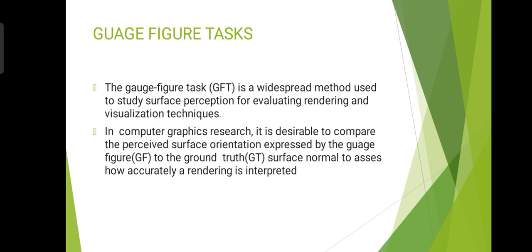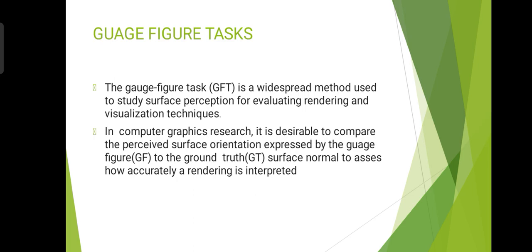In computer graphics research, it is desirable to compare the perceived surface orientation expressed by the gauge figure, GF, to the ground truth, GT, surface normal to assess how accurately a rendering is interpreted.